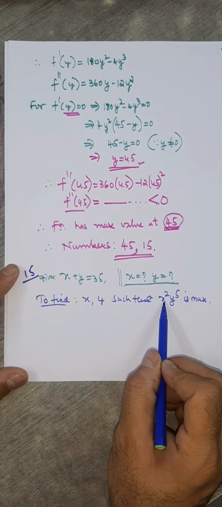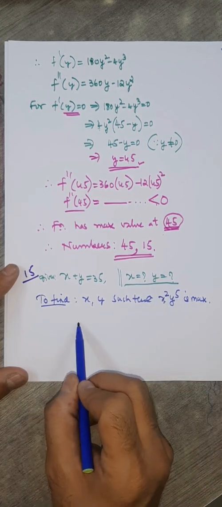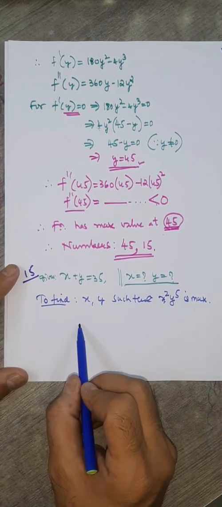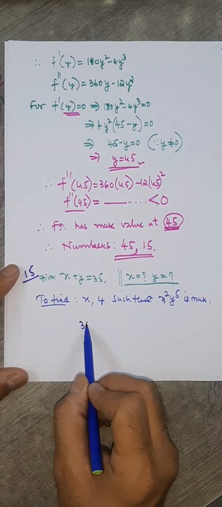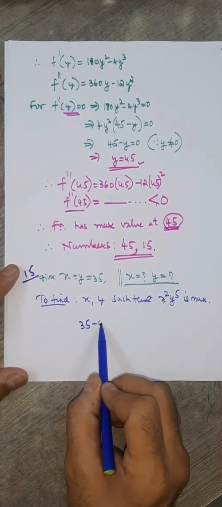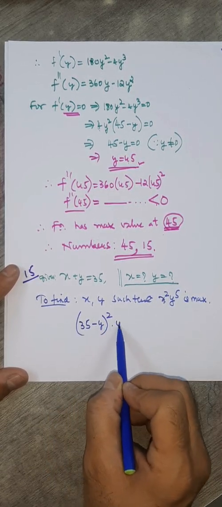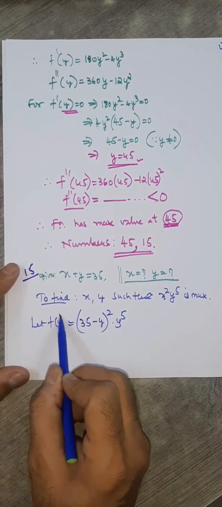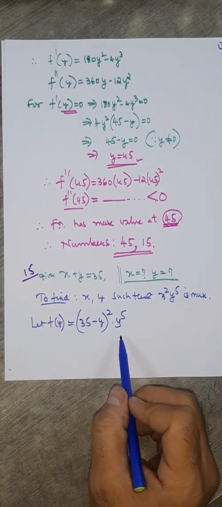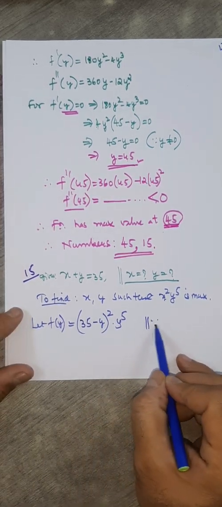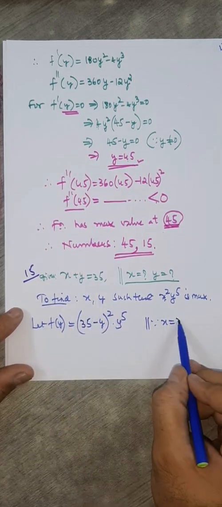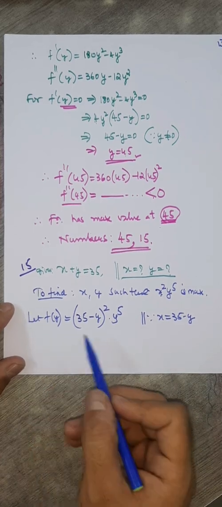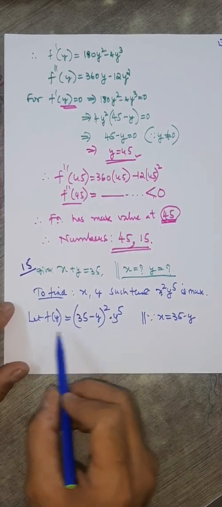Okay, so what we'll do, like the previous question, we either convert x in form of y or y in form of x. Here x has a smaller power, so I think if you convert x in form of y, it will be easier. So what is x from this? 35 minus y the whole square into y raised to 5. This is in form of y, so I'll call that f of y. F of y means an expression in y. What I did is just place the value of x, which is 35 minus y.